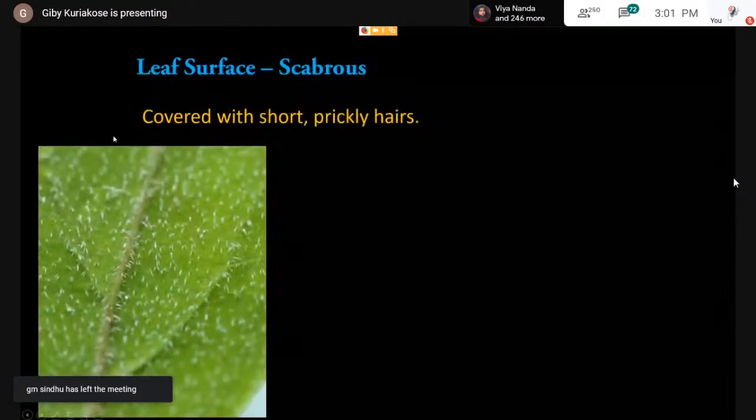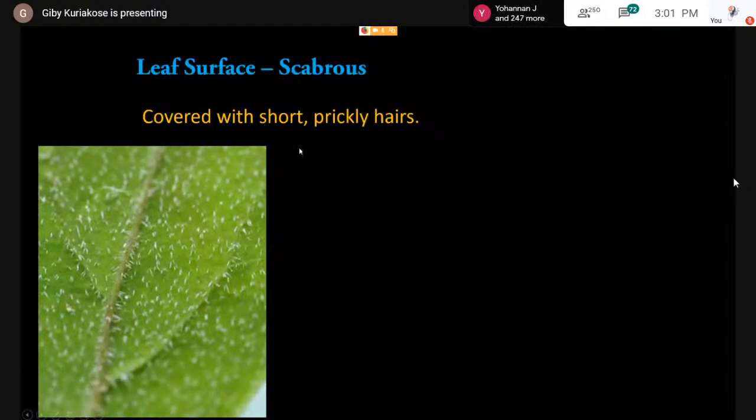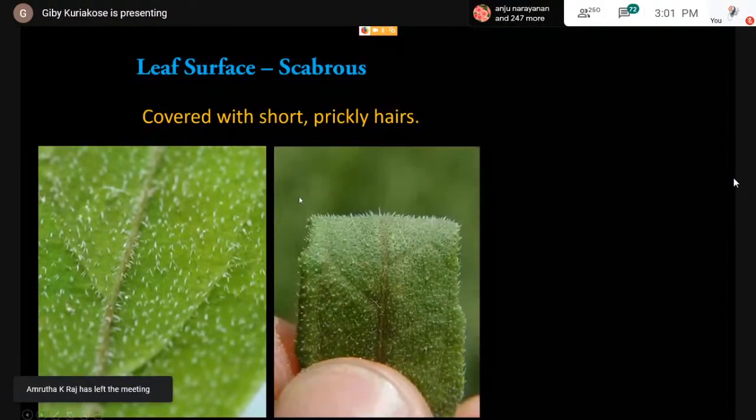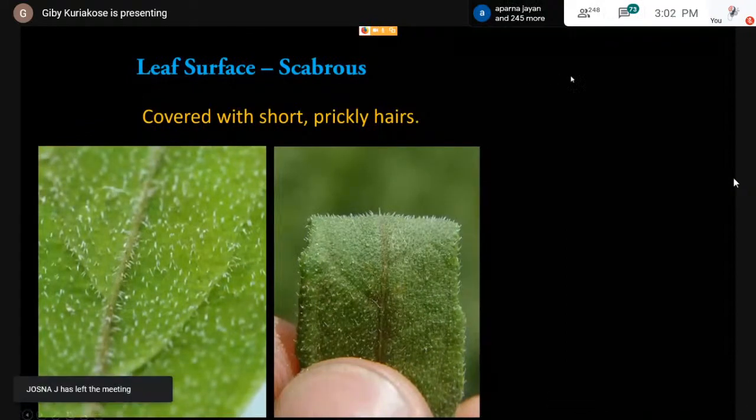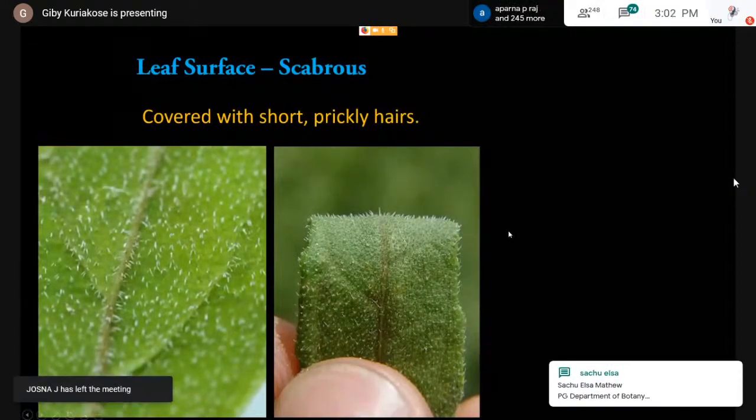Okay, then scabrous. Scabrous leaf surfaces have hairs which are very short and very strong, prickly hairs. It might pierce through. An example is Ficus exasperata, a plant called theragam in Malayalam. Earlier people used to use that in place of sandpaper, for cleaning wooden furniture and wooden structures.